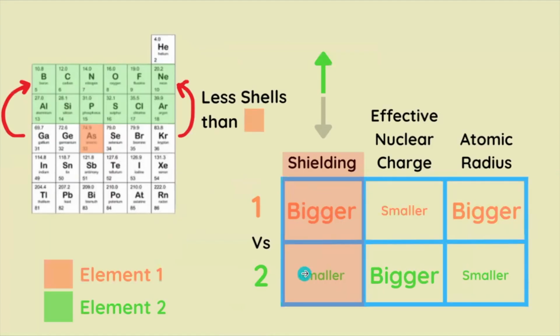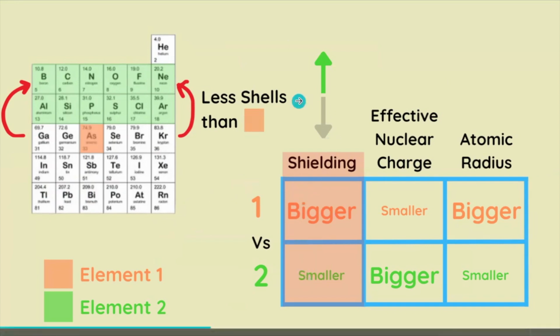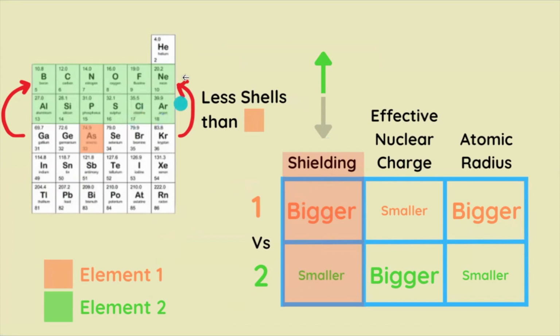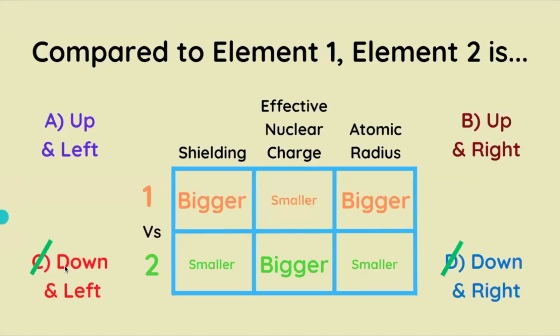Therefore, because element 2 has less shielding than element 1, element 2 will have less number of shells than element 1, so it's going to be above element 1 on the periodic table. Say, for example, that we have arsenic as element 1, element 2 is going to be above that. Thus, we can eliminate choices C and D because element 2 is going to be above element 1 on the periodic table. Now let's look at effective nuclear charge.